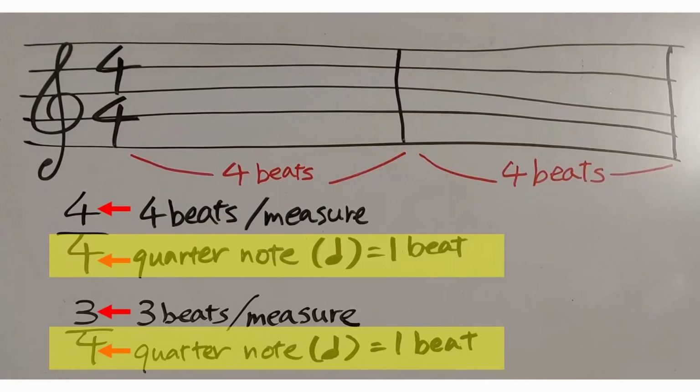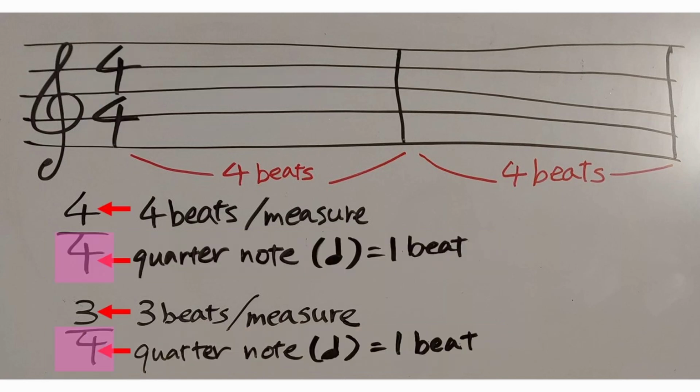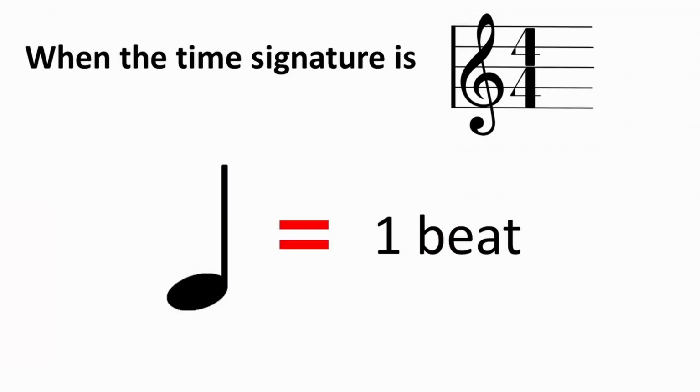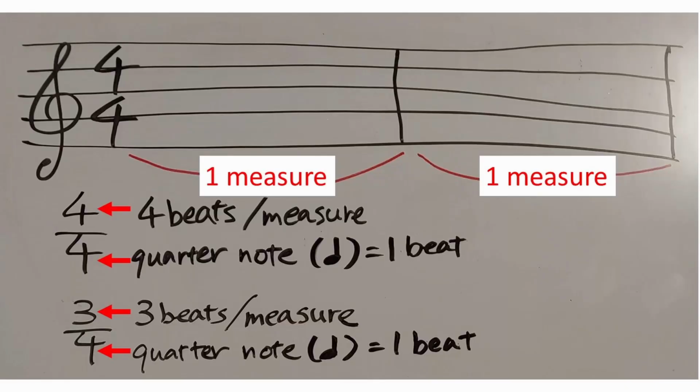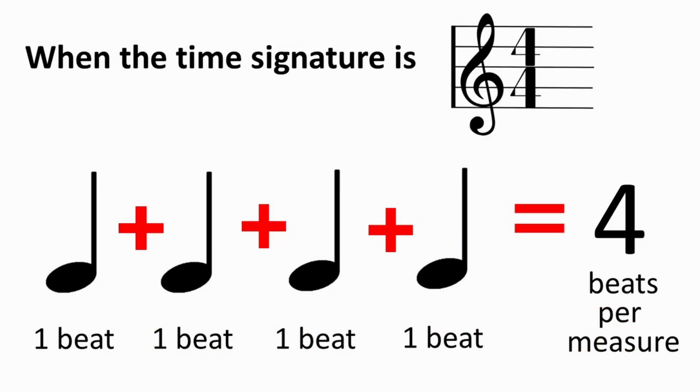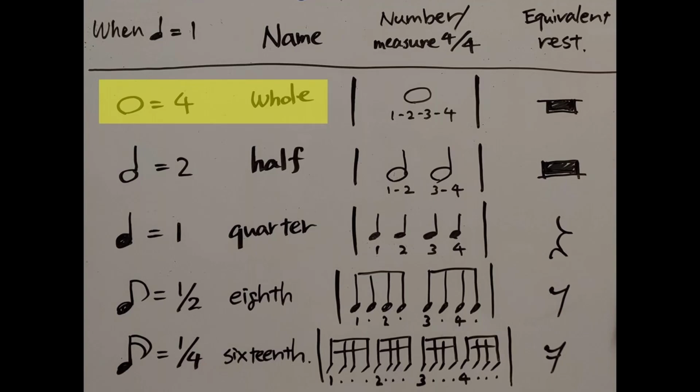When I explain that a quarter note equals 1 beat, when the time signature is 4/4 or 3/4, whenever there's a 4 at the bottom, this quarter note equals 1 beat. What does that mean? In one measure, this section of the music, there are going to be 4 quarter notes that fit in there. The whole note equals 4 beats.